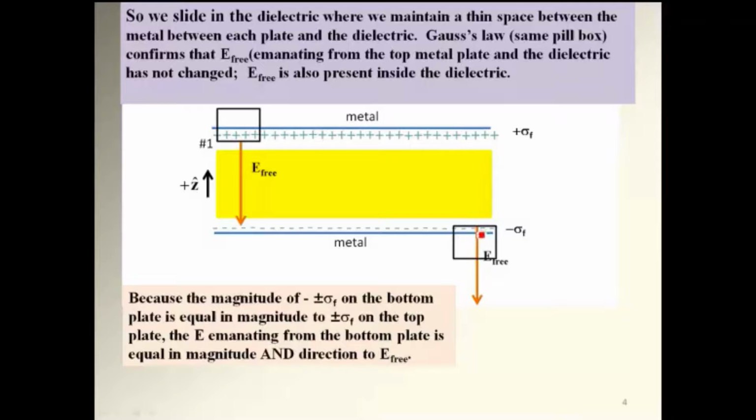And if you wanted to say this, the E field is really due to the combination of these two charges, but we only use one charge density in a pillbox to find that E free. Saying it again, because the magnitude of sigma F on the bottom is equal in magnitude to the surface density on the top, the E emanating from the bottom plate is equal in magnitude and direction to E free.